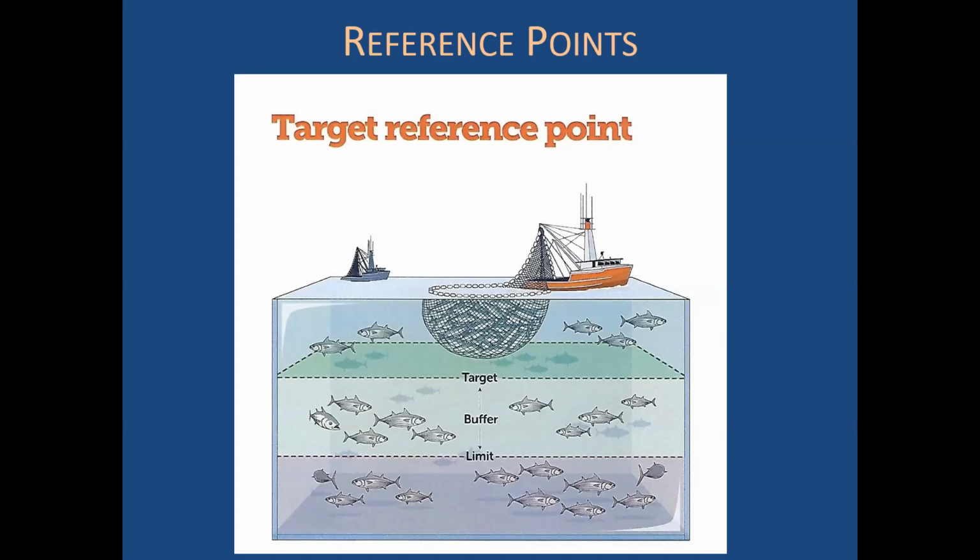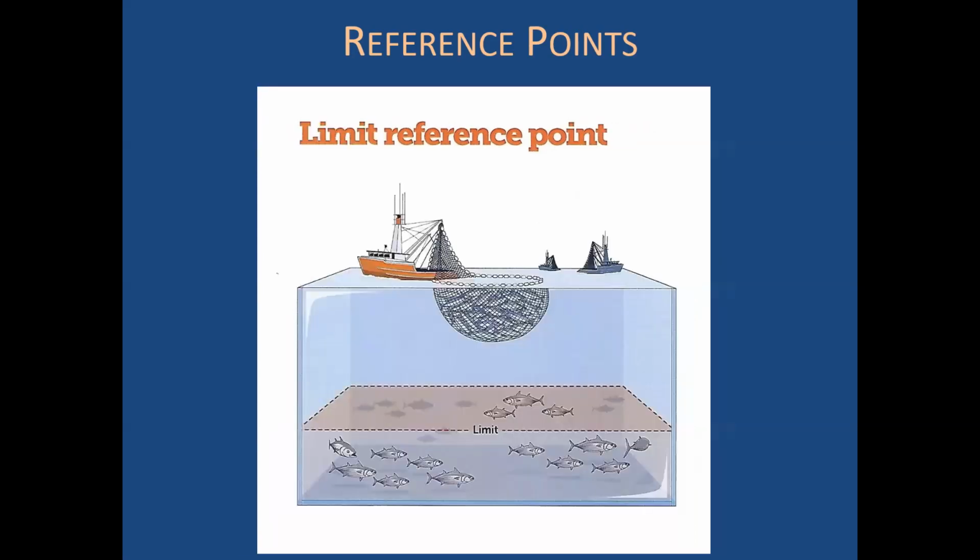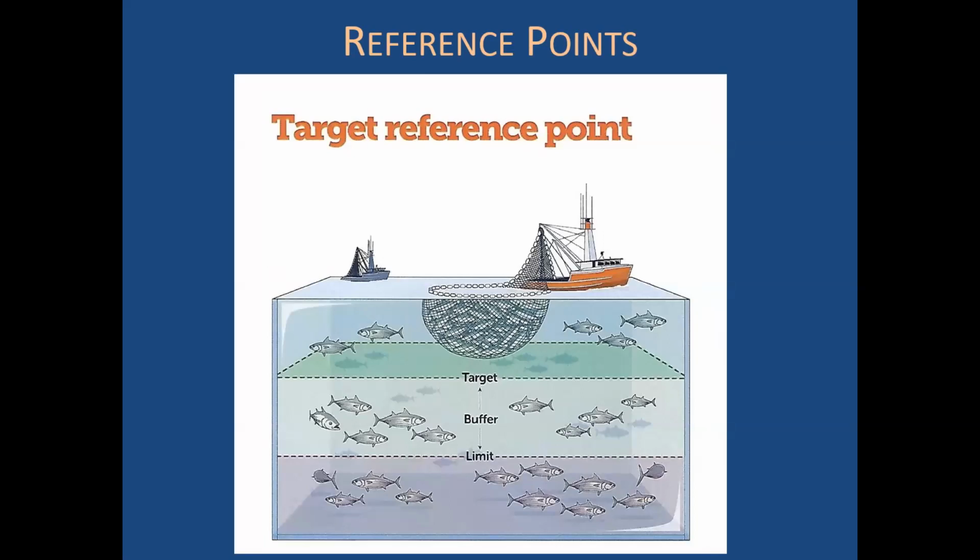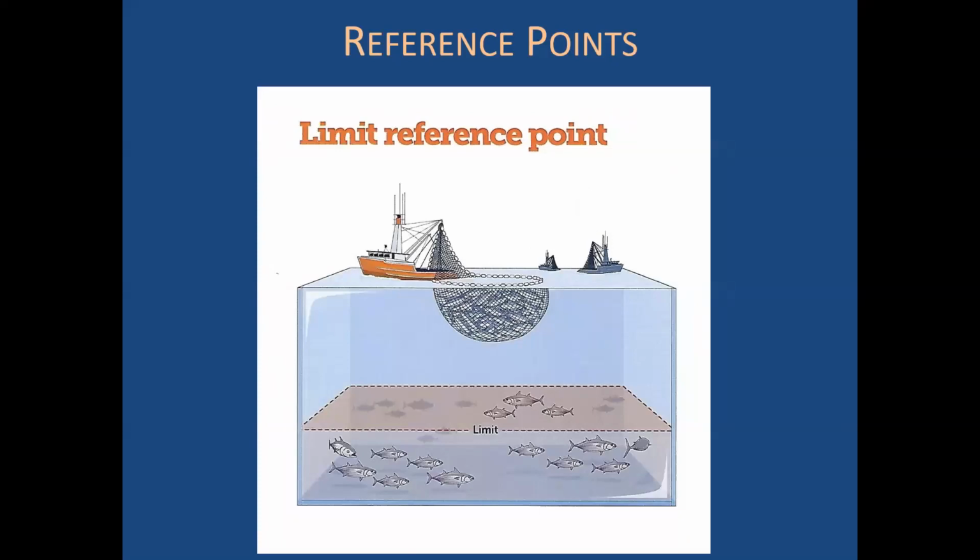And then your limit is the level at which, if you go below, you're going to put the stock in considerable danger. And so toggling back and forth between these two, you want to have a big enough buffer between your target and your limit, that if you drop below your target reference point for the size of your population, you have enough time and warning to take management action to avoid dropping below that limit.